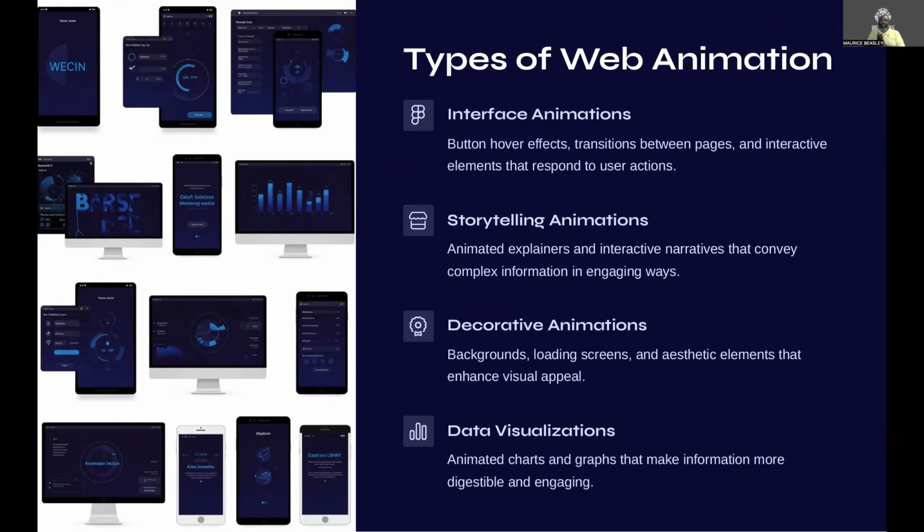Different types of web animation. This is again going into just a little more detail. Interface animations: button hover effects, transitions between pages, interactive elements that respond to user actions. Storytelling animation: animated explainers, like words that will pop up or fly through, or interactive narratives that convey complex information in engaging ways. Think of a news broadcast for a second.